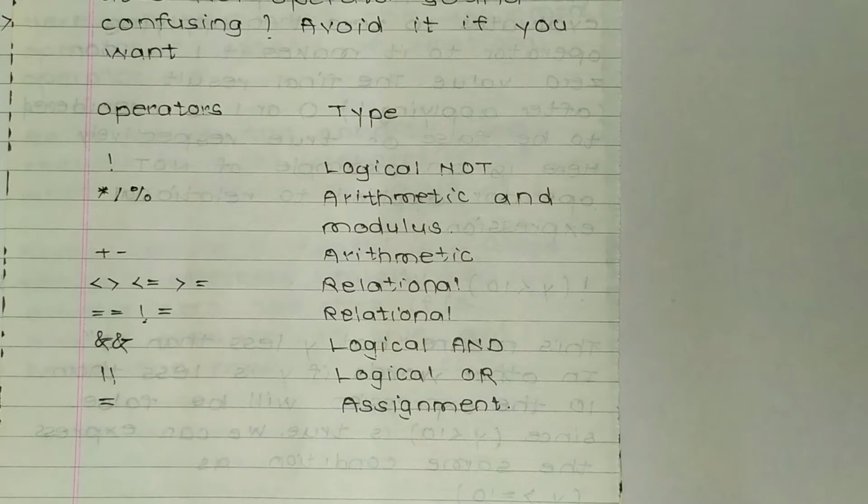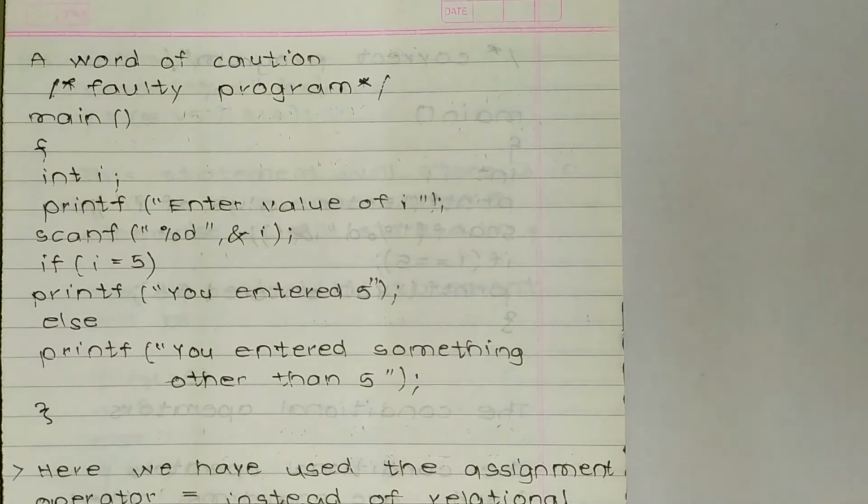Now less than, greater than, less than or equal to, greater than or equal to, these are relational operators. Now equal to and not equal to, these are also relational operators. Now and is the logical and operation. Or is the logical or operation. Now is equal to is the assignment operator. Now a word of caution.